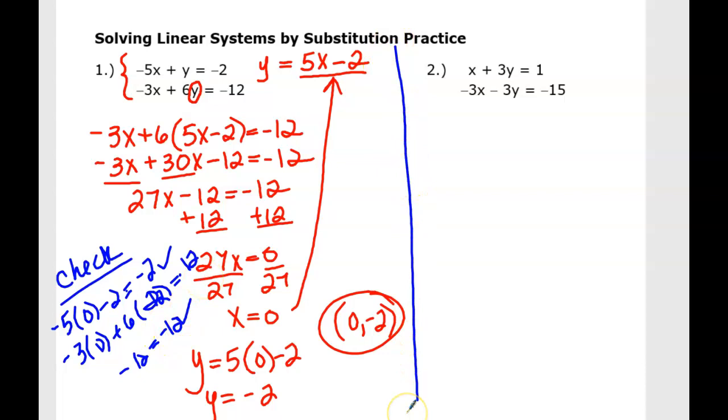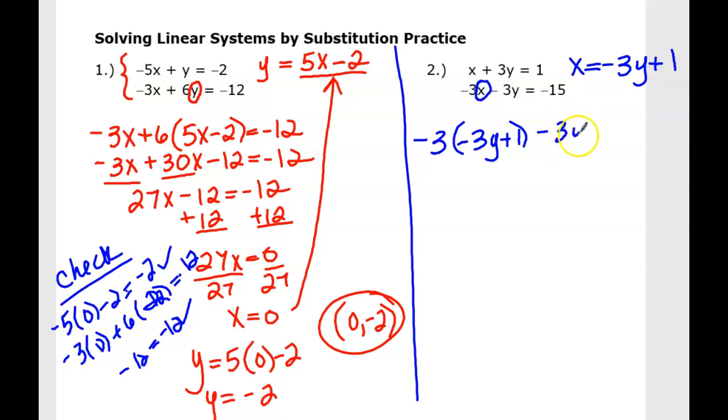Okay. Now looking at number 2 for an example, I look at my coefficients, and here I have a coefficient of 1 for x. So I'm going to solve for x here by bringing the 3y to the other side, -3y plus 1. Because I solved for x in the first equation, I'm going to circle the x in the second equation. All right, and I'm going to substitute in. I've got -3 times -3y plus 1 minus 3y is equal to -15.